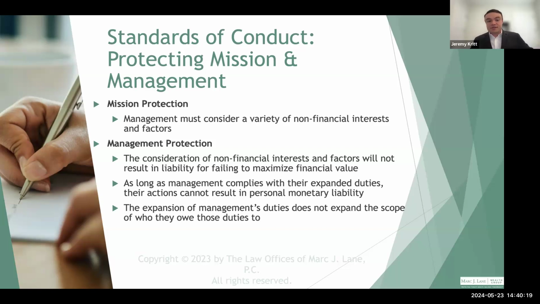They are explicitly deemed to be in the best interests of the corporation. And as long as management complies with these expanded duties, they will avoid personal monetary liability for actions that they take under the act. And just because management now has expanded duties, the scope of who those duties are owed to does not also automatically get expanded as well.